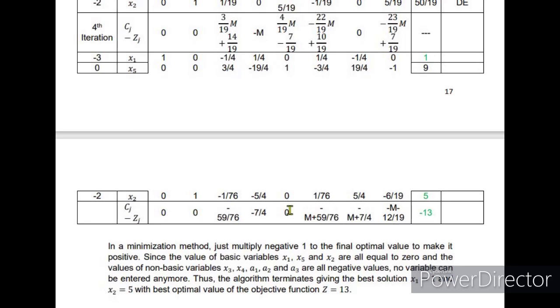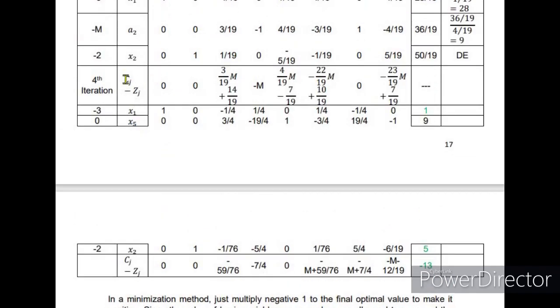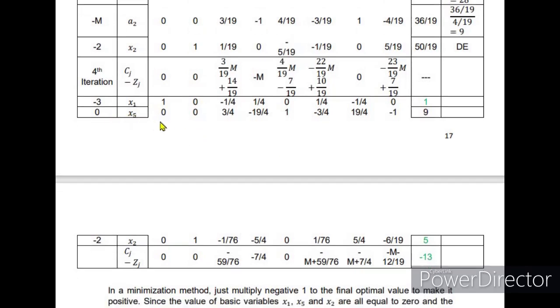So for the fourth and last iteration, you notice that x sub 5 is here now. A sub 2 was replaced by x sub 5. So we replace it by dividing all the elements of the previous a sub 2 here with the pivot element, which is 4 over 19. That's why it becomes 0, 0, 3 over 19 divided by 4 over 19 is 3/4. Okay, so we will do that up to here in the RHS.